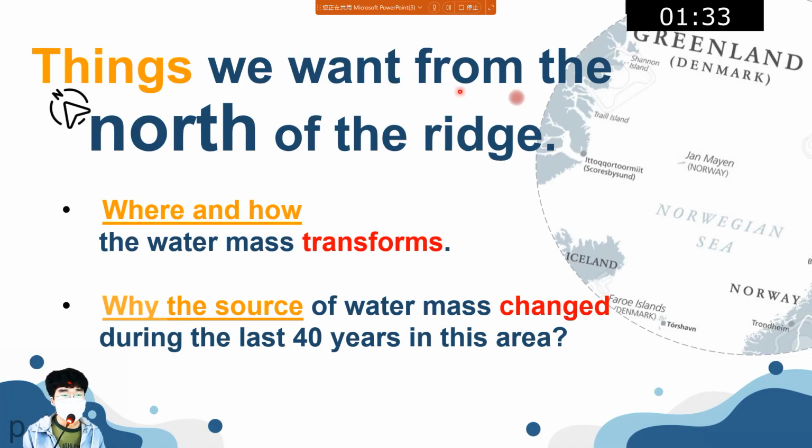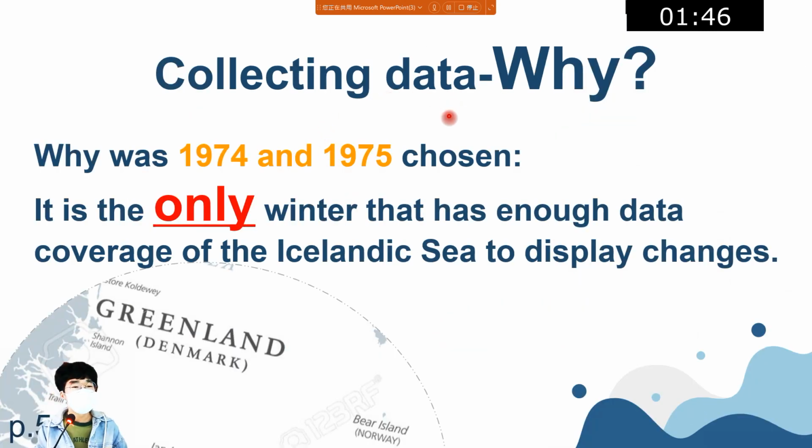So the things we want to know from the north of the ridge: number one is where and how the water mass transforms, and number two is why the source of the water mass changed during the last 40 years in this area.